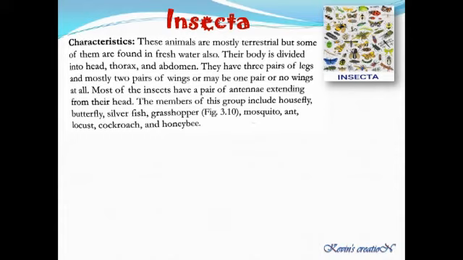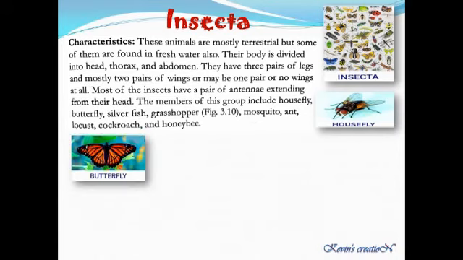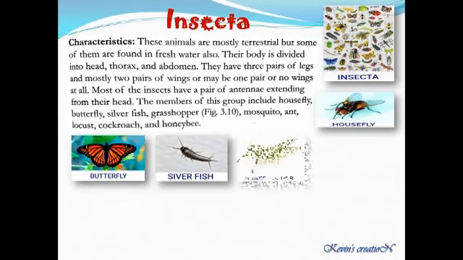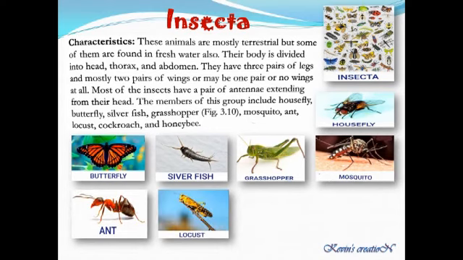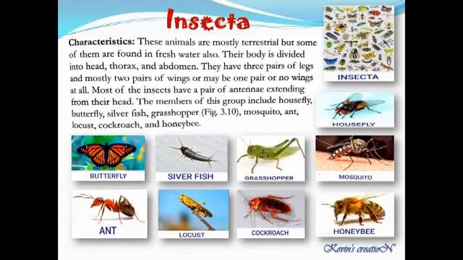Now these are plenty around us. You can see the house flies, butterfly, silverfish, grasshopper, mosquito, ant, locust, cockroaches, and honeybee. So there are many around us. Okay, all these belong to the subgroup Insecta. So now we have finished Arthropoda phylum. Next one is phylum Mollusca.